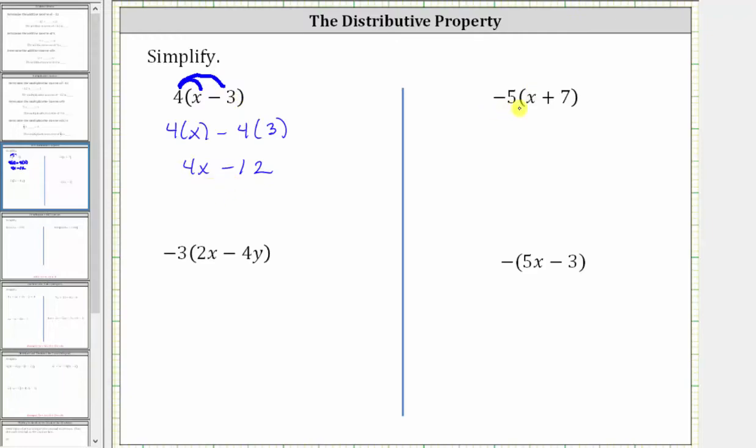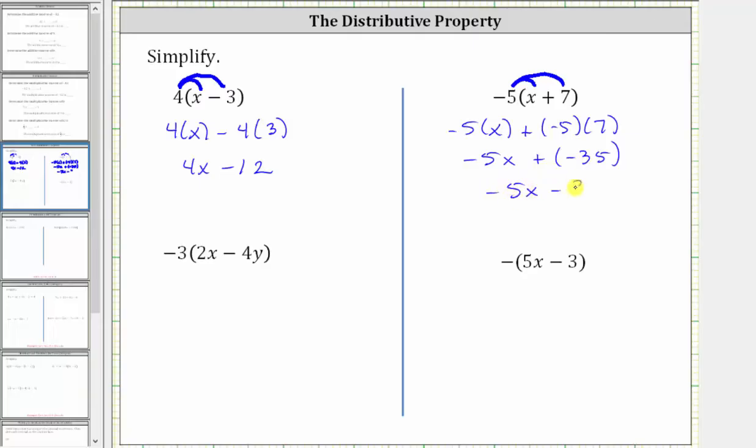For the next product, we have negative 5 times the quantity x plus 7. To clear the parentheses, we distribute negative 5. Formally, we have negative 5 times x plus negative 5 times 7. Negative 5 times x is negative 5x. And then we have plus negative 5 times 7 is negative 35. But adding negative 35 is equivalent to minus positive 35, and therefore the expression simplifies to negative 5x minus 35.